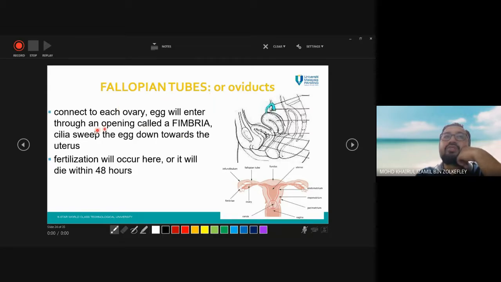So fallopian tubes or oviducts we call, it connects to each ovary. Egg will enter through an opening called a fimbria ni, fimbria. Daripada ovary ni, dia release, dia akan masuk sini lah, laluan untuk masuk ke fallopian tube. And then cilia sweep the egg down towards the uterus. Ada macam rambut-rambut ciliated ni. Jadi dia akan tolak masuk egg ni ke dalam fallopian tube. And then daripada fallopian tube ke uterus lah. Fertilization will occur here or it will die within 48 hours. So waktu subur tu akan bertahan selama 2 hari sahajalah, 48 hours. So kalau tak ada sperm introduced inside here, okay, so telur tu akan mati lah. Telur tu akan mati, fertilization tak ada occur dan menses tu akan berjalan seperti biasa. Right?